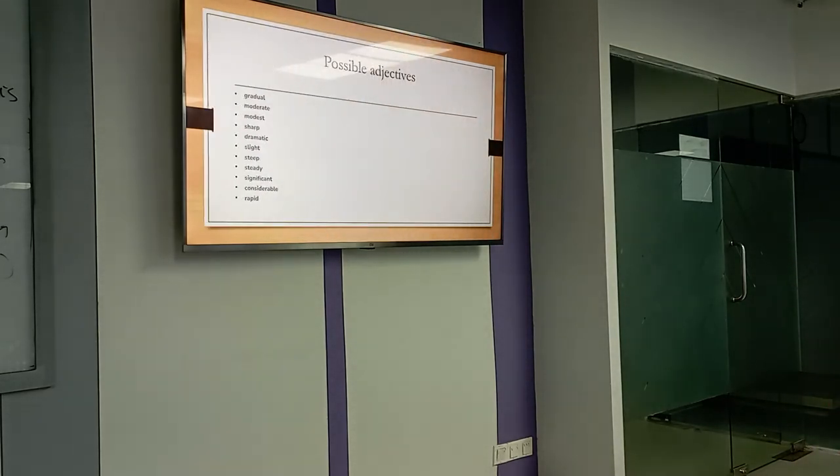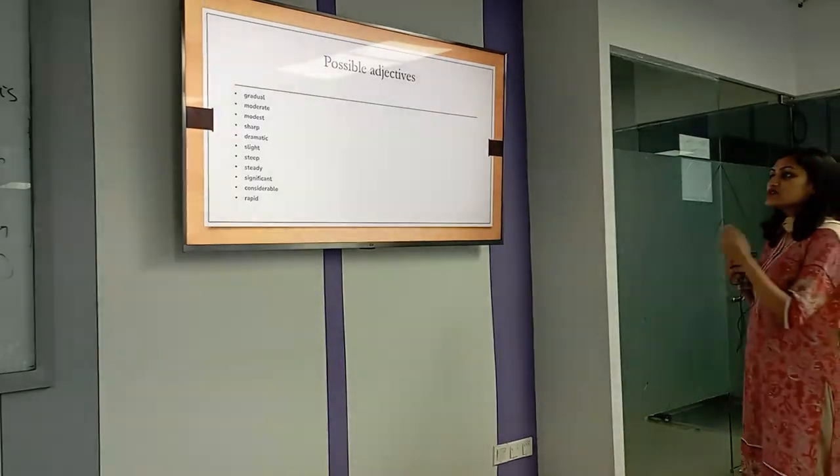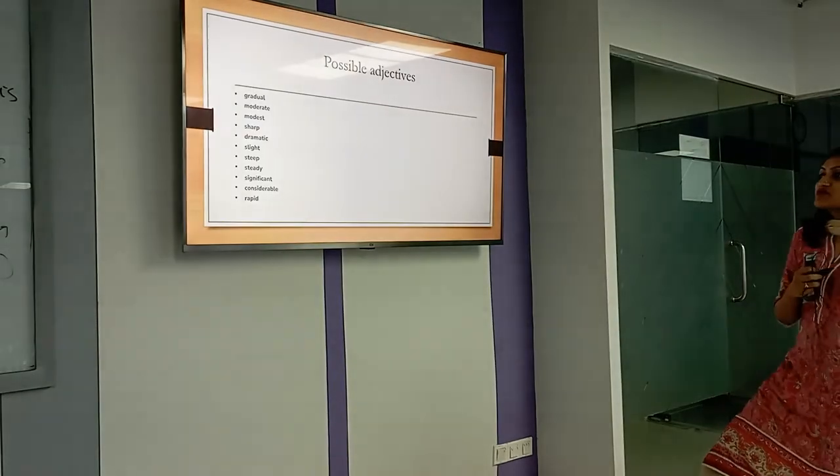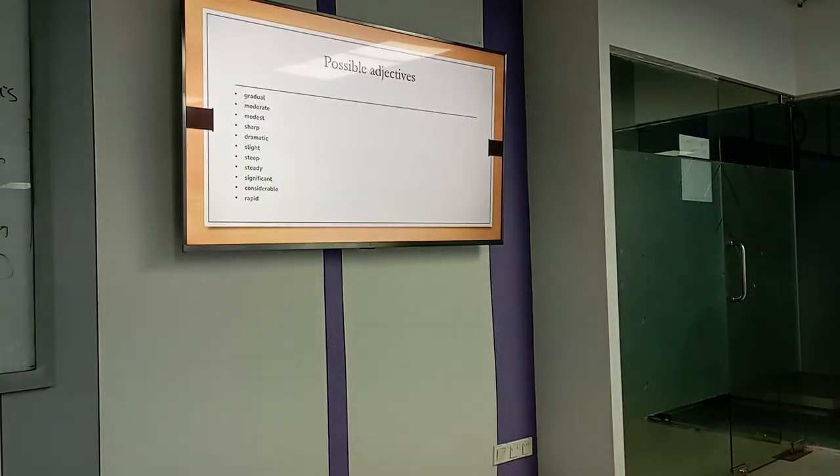So I've given you some possible words, some vocabulary for this. So adjectives, for example, a gradual rise, moderate rise, or decline. So these are the words you can use. Modest, sharp, dramatic. Usually you see a dramatic rise, right? You can use that word as well. Sharp, slight, steep, steady, significant, considerable, rapid. These are the adjectives we usually use for charts. So make sure you remember these words and use these.